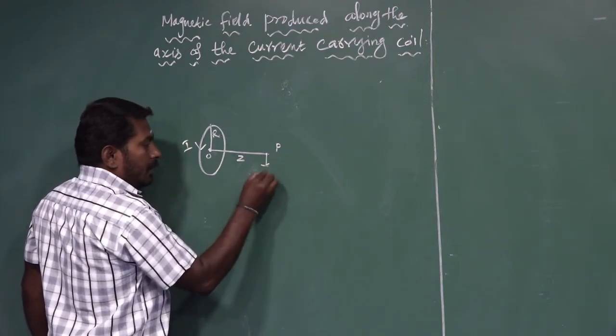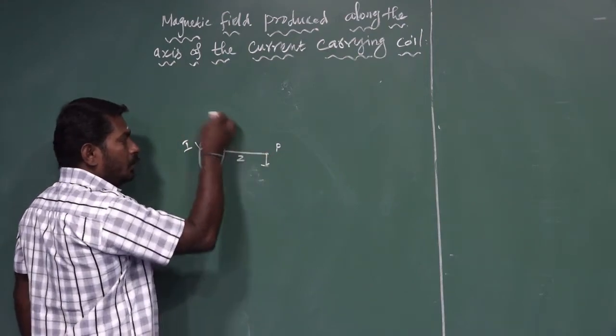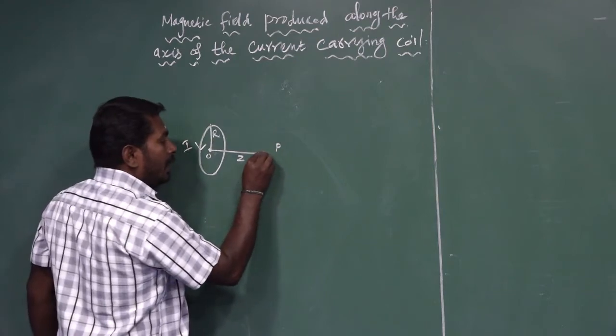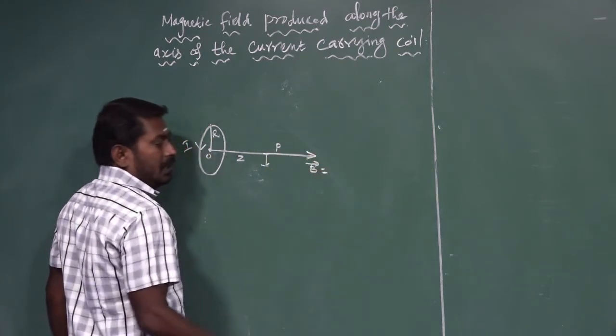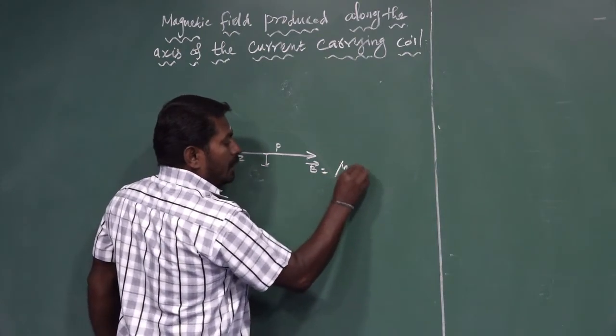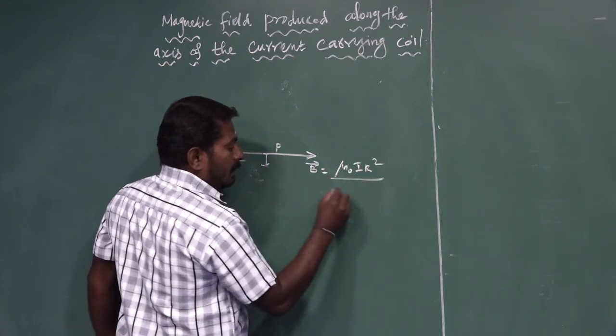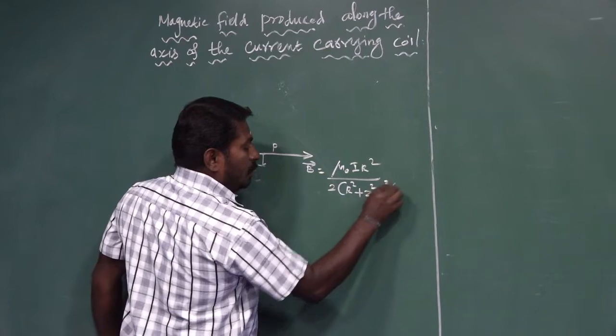We found the resultant magnetic induction at this point P, due to the entire circular coil carrying current, acting along this direction. B vector is equal to mu naught I R square divided by 2 (R square plus Z square) whole power 3 by 2.